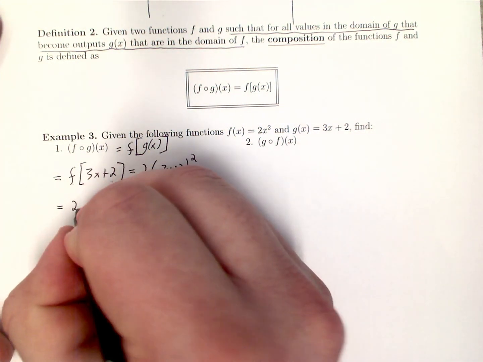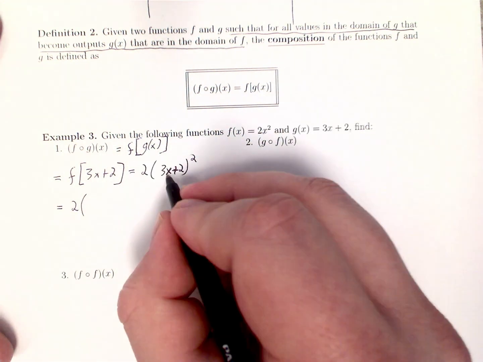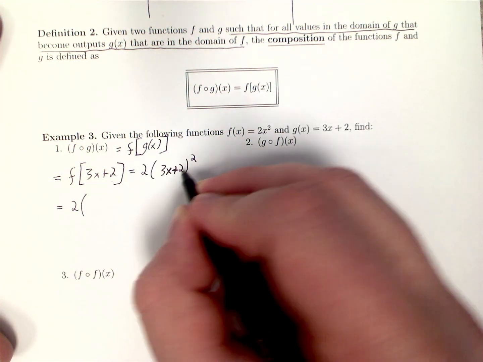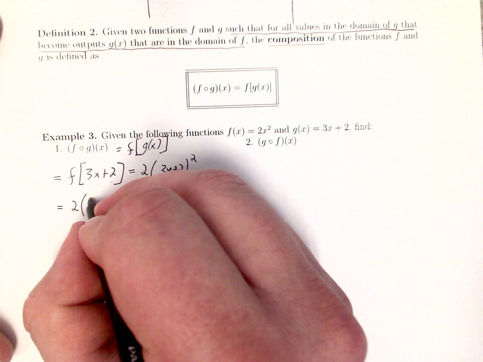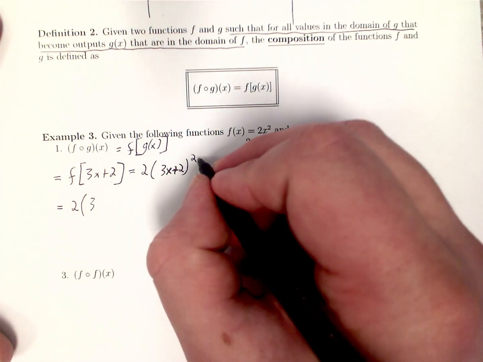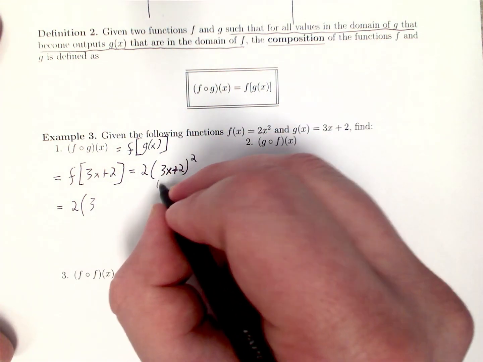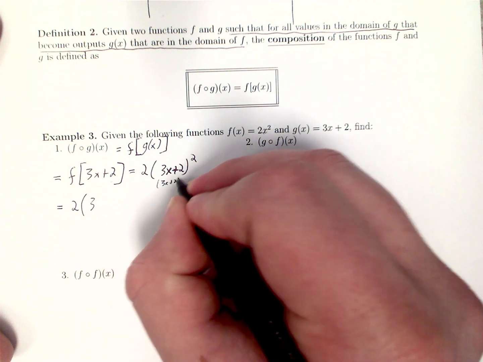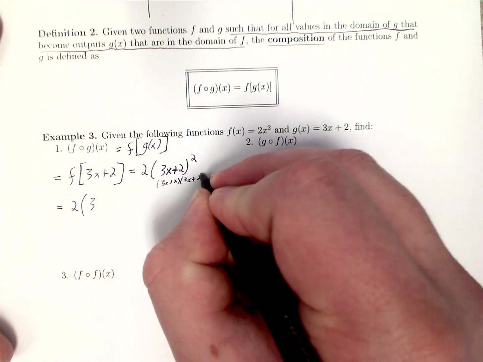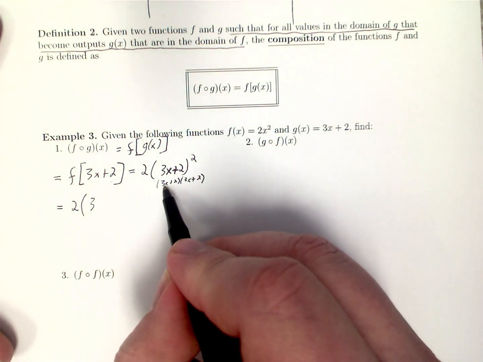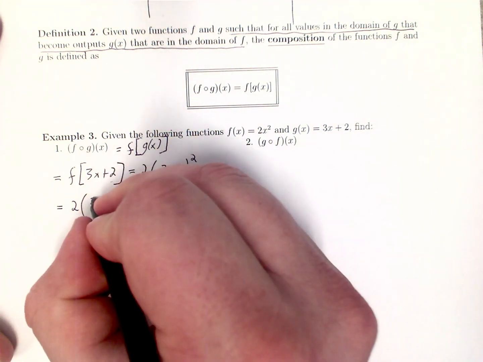So we still have 2 on the outside. And what's 3x plus 2 times 3x plus 2? Well, again, that's the definition, 3x plus 2 times 3x plus 2. You can FOIL it out, or multiply it out term by term. 3x times 3x is 9x squared.